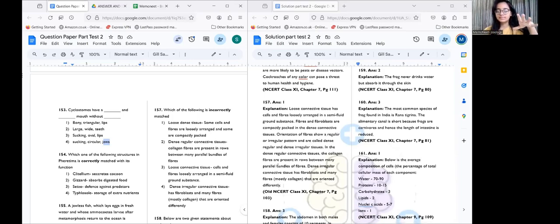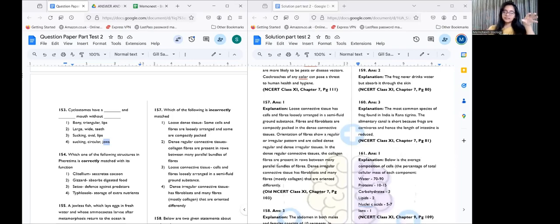So we can see basically in this question that connective tissue is classified into 2 types, meaning loose and dense. Loose means the structures inside it are arranged loosely. Dense means they are arranged compactly or closely, right? Now in dense connective tissue, we have 2 types, which are regular and irregular.